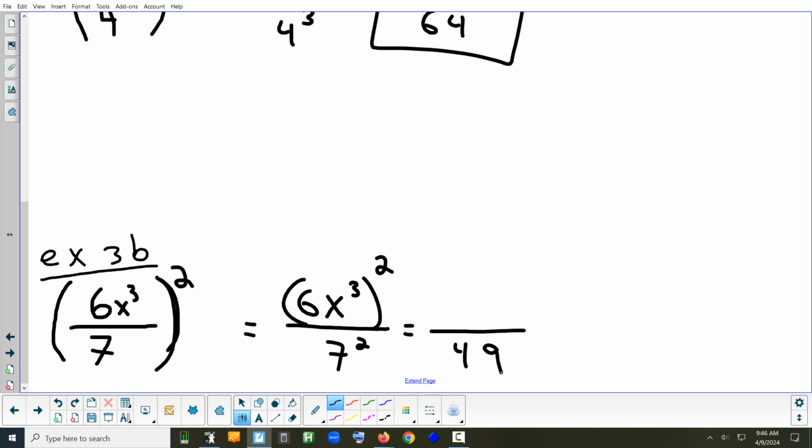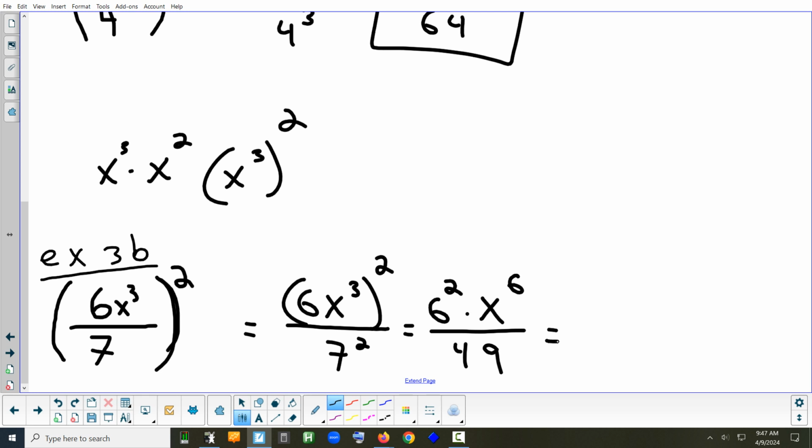So 49. Now, this is a product raised to a power. So what are we going to write down to do out the 2 on the outside of the parentheses? 6 to the power of 2 times x to the power of 5. No, it's not. You're not doing this. You're doing x cubed, and you're squaring it, which is x to the what? 6. Yeah, x to the 6th.